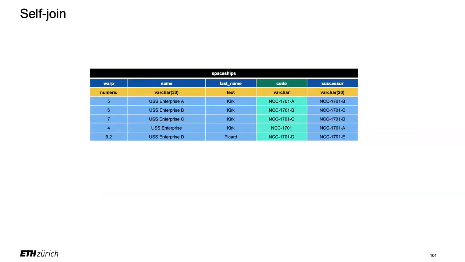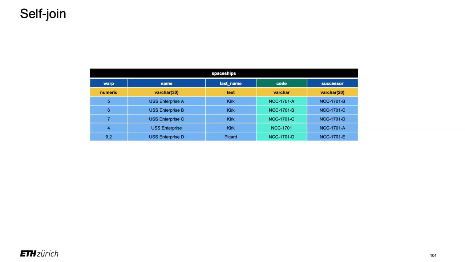Now, we have something really nice that's called a self-join. You can join a table with itself. An example of that is genealogy, right? You could have a list of persons with the parents, the children, and so on, and now you can join the table to get back all the ancestry relationships.